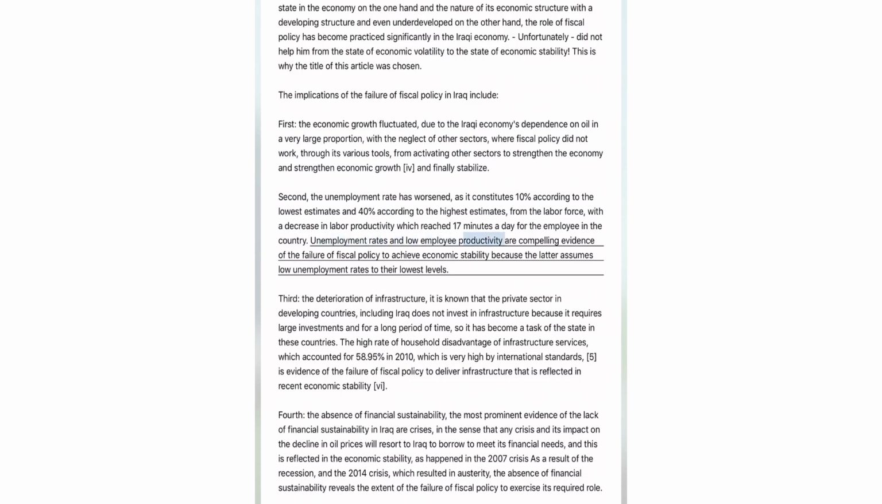Unemployment rates and low employee productivity are compelling evidence of the failure of fiscal policy to achieve economic stability, because the latter assumes low unemployment rates, to their lowest levels. Third, the deterioration of infrastructure.